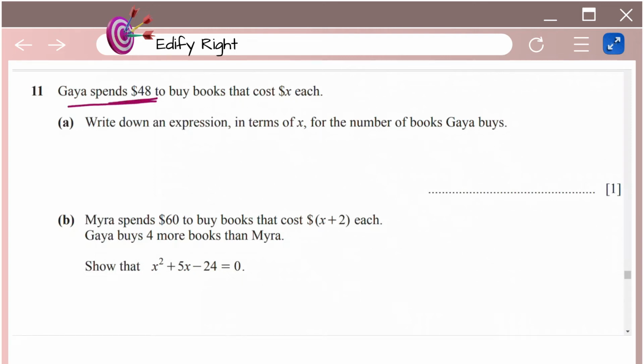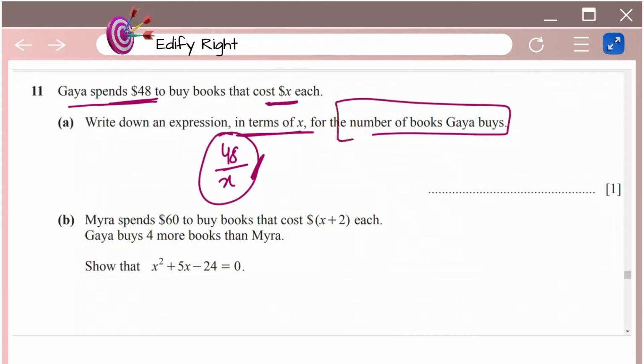Gaya spends $48 to buy books that cost X dollars each. Write down an expression in terms of X for the number of books Gaya buys. So this is pretty simple. They spend $48 to buy the entire book, and each book costs X rupees. So it's going to be 48 by X. This expression gives the number of books Gaya buys.